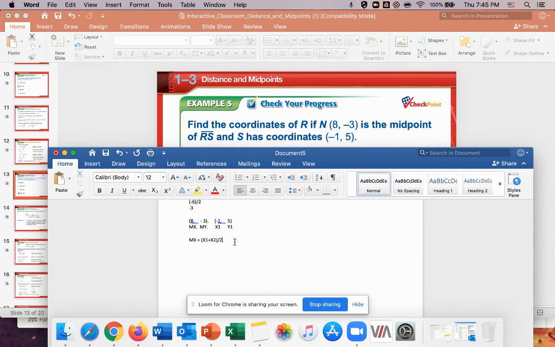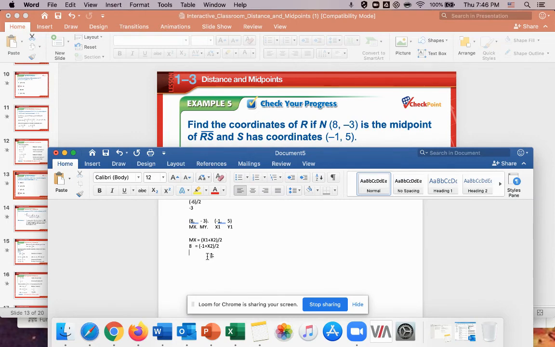As you can see, we don't have an x2 on here, so we're going to leave that in there. But we're going to bring in our mx, which is 8. So 8 equals our x1, which is negative 1 for this, plus our x2, which we don't know. So we're just going to write in x2 at this point in time, divided by 2.